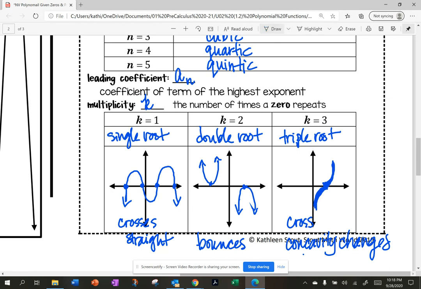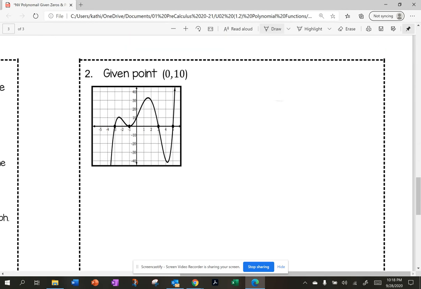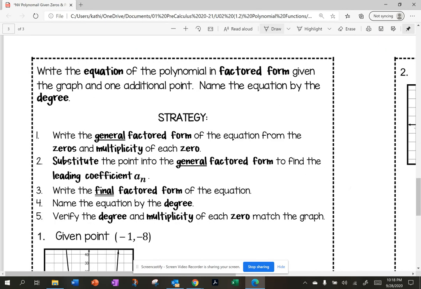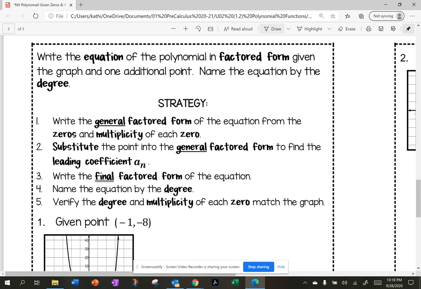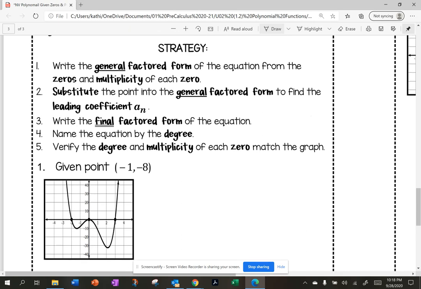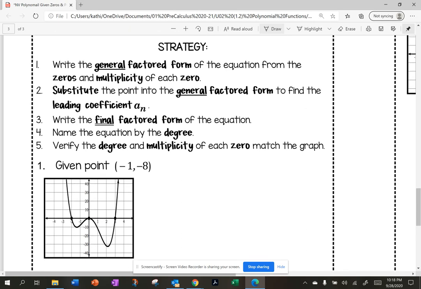Okay, so just reviewing that, let's get started. So what's our strategy here? My strategy is I'm going to write the equation of the polynomial in factored form given the graph and 1 point, and I want to name the equation by the degree. So the process here is to write the general factored form of the equation from the zero and multiplicity of each zero.